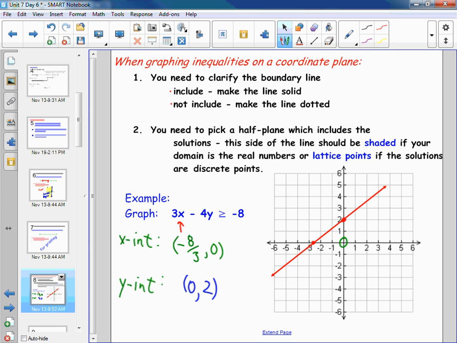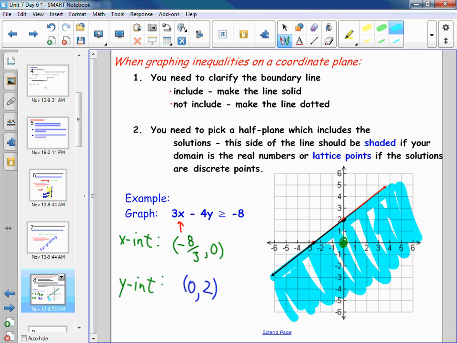And so yes, 0, 0 does satisfy the inequality, which means that everything on this side is going to satisfy it as well. So I'll go ahead and shade in that side that includes my test point. All of the values on this side of the boundary line are going to be included. I will label this the feasible region. All the points in the feasible region are potential solution points.